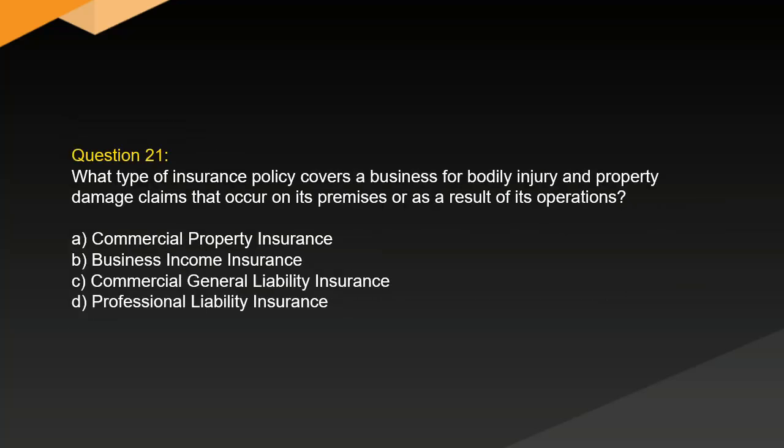Question 21. What type of insurance policy covers a business for bodily injury and property damage claims that occur on its premises or as a result of its operations? A. Commercial property insurance. B. Business income insurance. C. Commercial general liability insurance. D. Professional liability insurance.